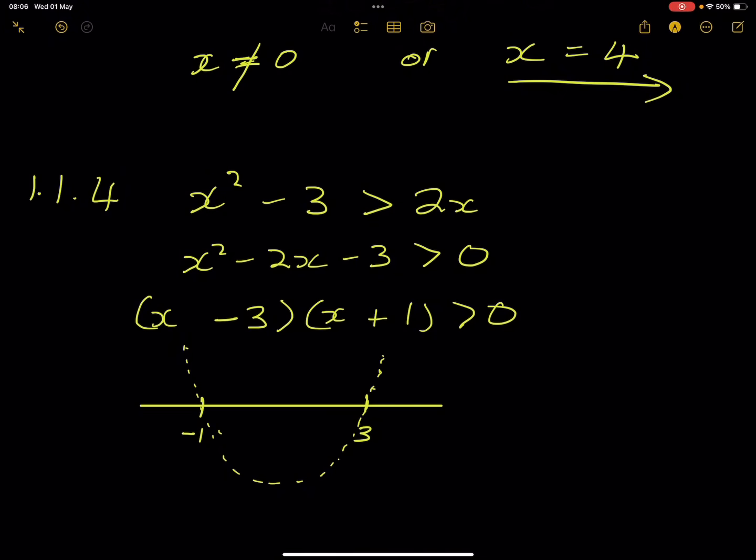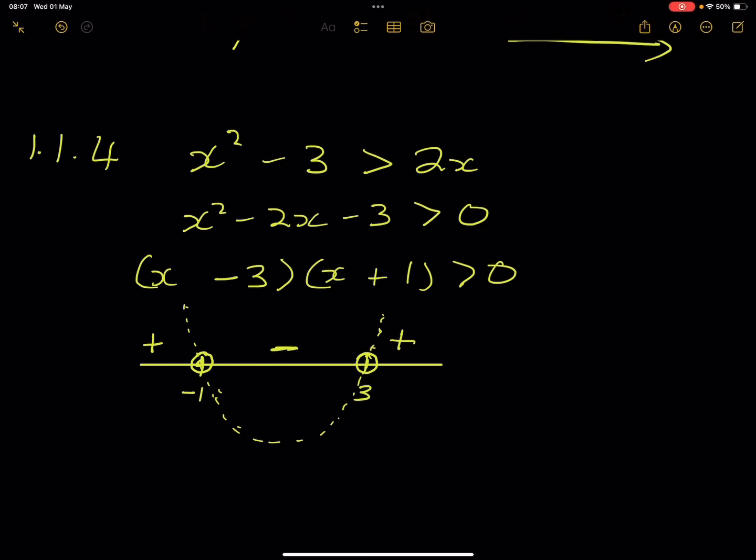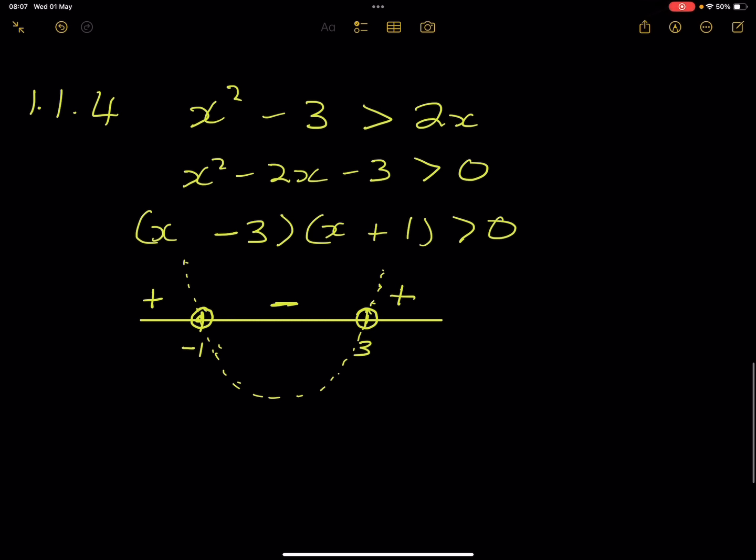Now remember, this parabola would be positive, right, before negative 1, and it would be negative between -1 and 3, right? You can see it's below the x-axis, and it would be positive thereafter, right? So these are our critical values. Now we are not going to include these values, so I'm going to have open dots there, right? So what is our solution? Where is this graph greater than 0? So x would be an element.